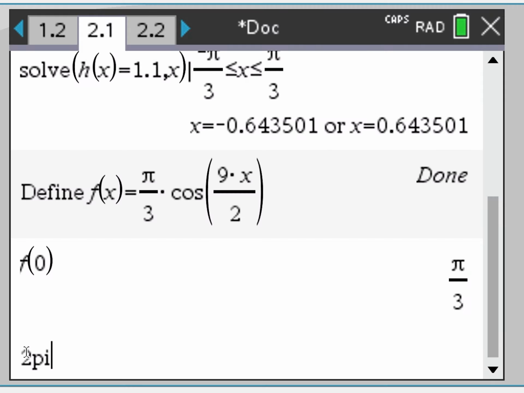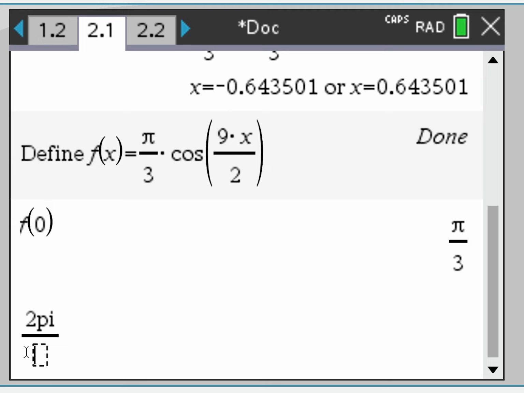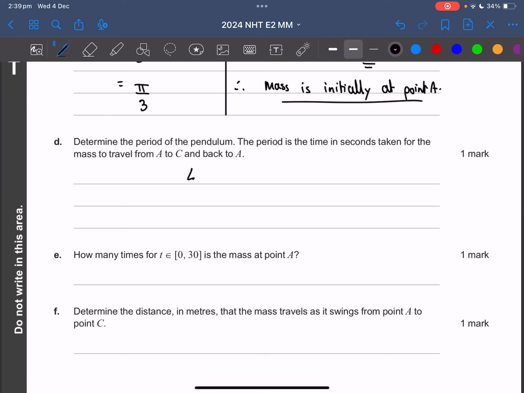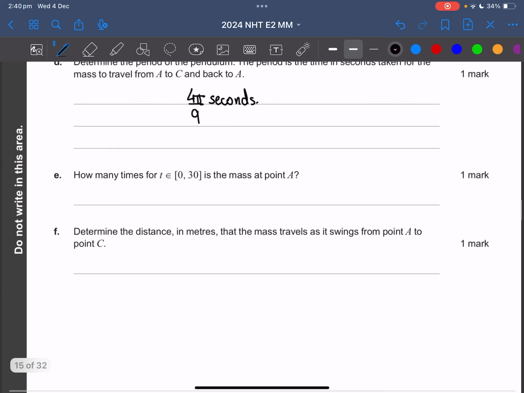So let's do this on the calculator. 2 pi divided by 9 divided by 2, and then we'll get 4 pi on 9. So our answer will be 4 pi on 9 seconds. Okay? How many times for t belongs to 0 and 30 is the mass at point A?